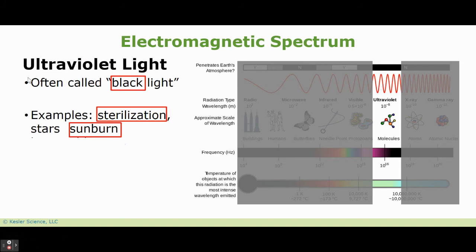Next up is ultraviolet light, which is often called black light. Some examples or some uses are sterilization, stars, and sunburn. This is why we get sunburn, from UV light.